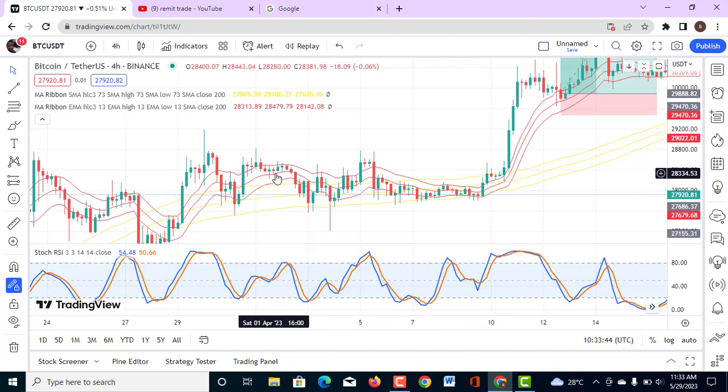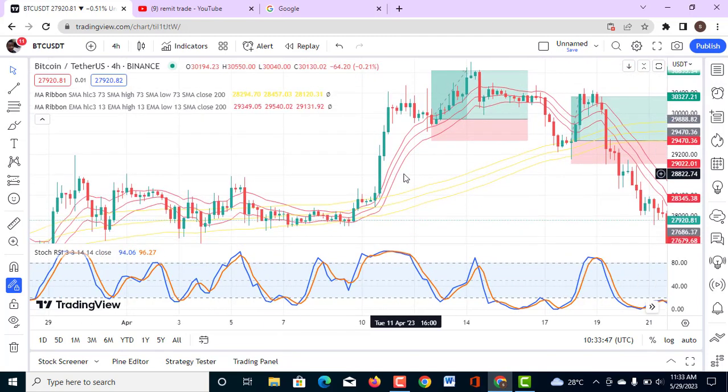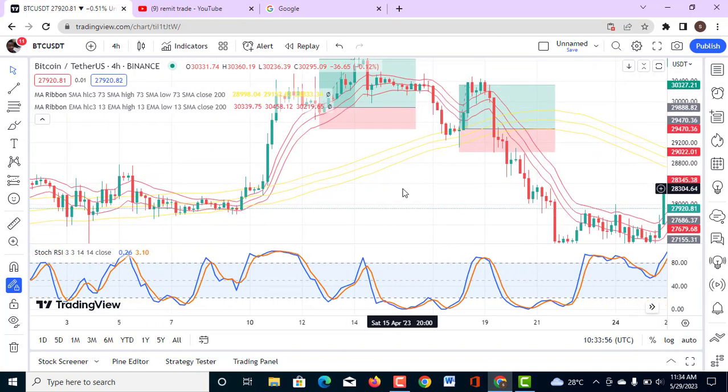You only take a buy position when the red channel is above the yellow channel and the market on the stochastic is at oversold condition, and you have to take a sell opportunity or a sell position when the red channel is below the yellow channel and the market at the stochastic level right here is at overbought condition. This is how you need to trade this cobra trading strategy. If you follow it strictly this way, you will have about 90% win rate.